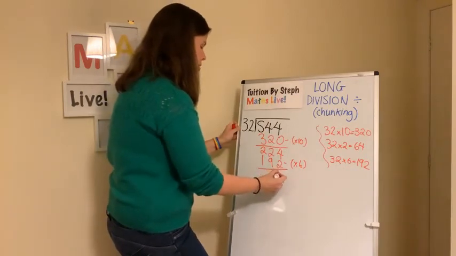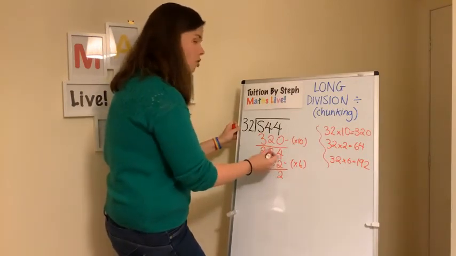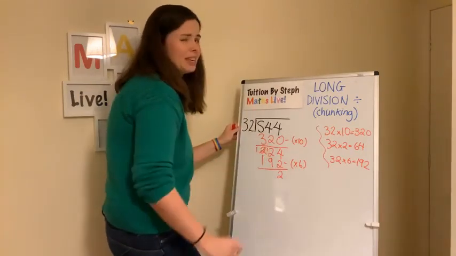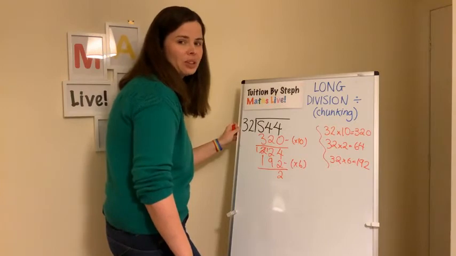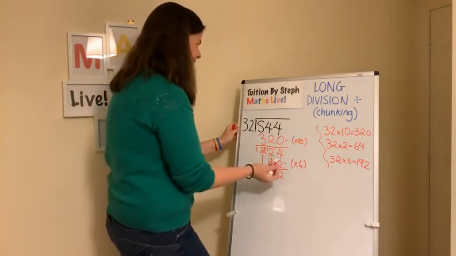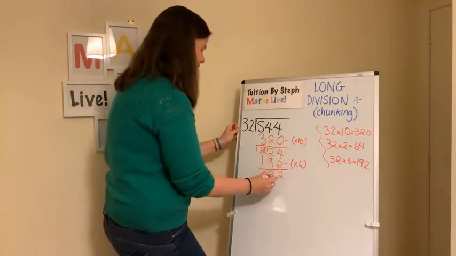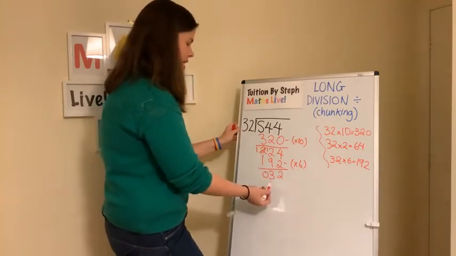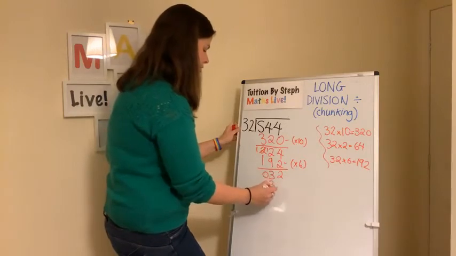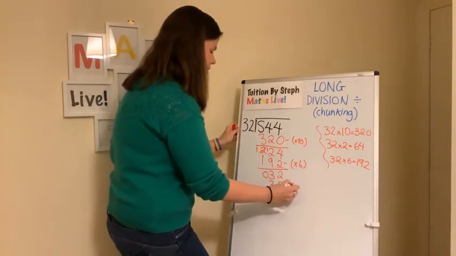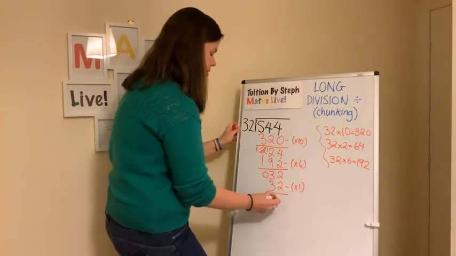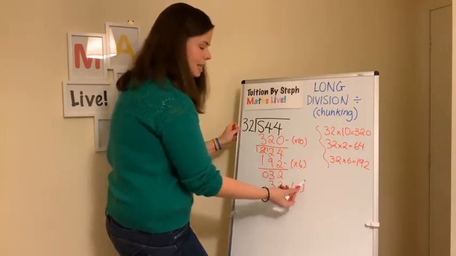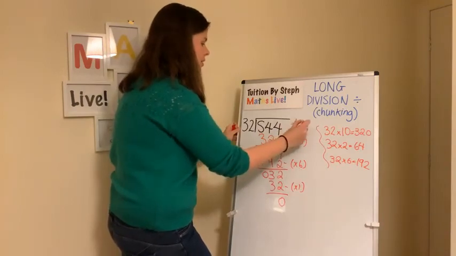4 take away 2 is 2. Can't do 2 take away 9. I love that some of you in year 3 and year 2 were like, she's done it wrong. 9, 10, 11, 12. So that's 3. 1 take away 1 is 0. Oh, I did this surprisingly quickly today. So we've got 32 left. I still need to get rid of it. I still need to get down to 0. So my answer is 10, 16, 17.